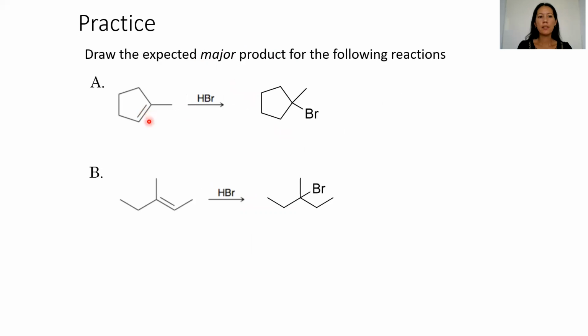So we're going to add to the least substituted. Adding the H to the least substituted, the carbocation is tertiary here. You get the bromine there. On the more substituted, same situation. Bromine at the more substituted alkene carbon center.